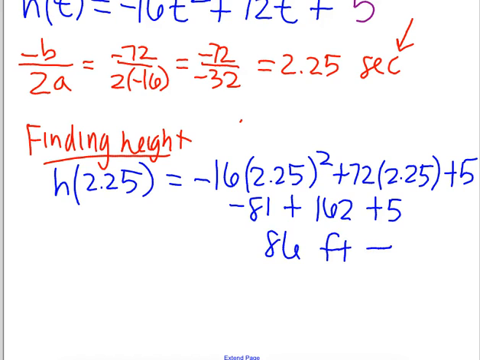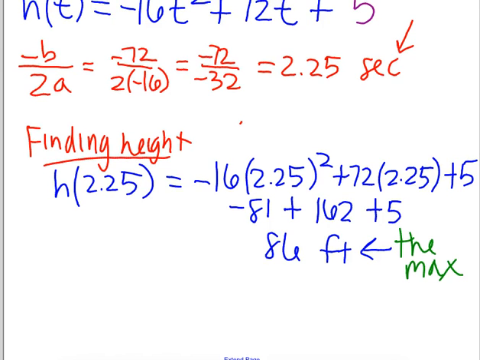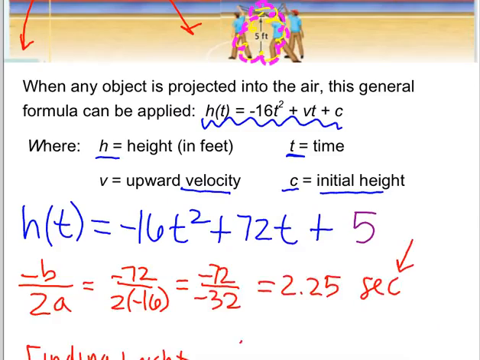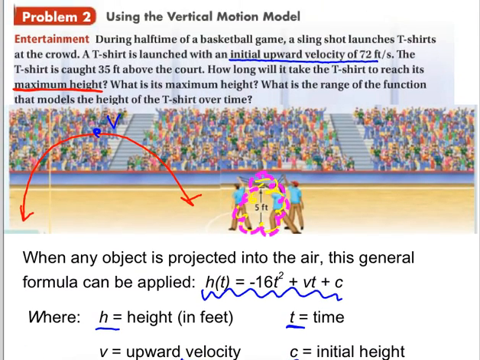So we just found right here the max height. This is our vertex. Now let's kind of scroll back up here. Bear with me, folks. So it says, what is the max? Okay, how long will it take the t-shirt to reach its maximum height? Well, we just found out it will take 2.25 seconds.